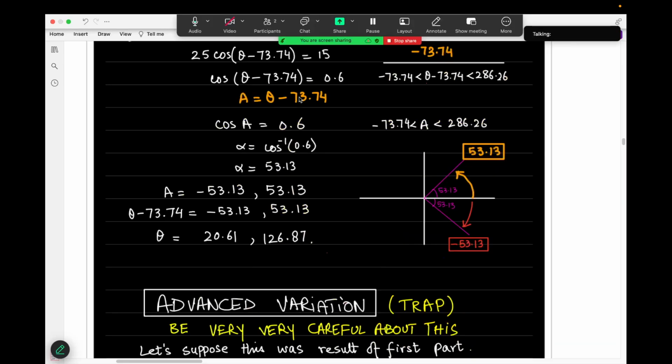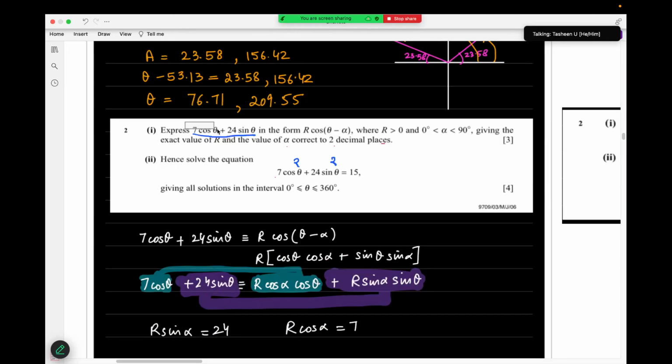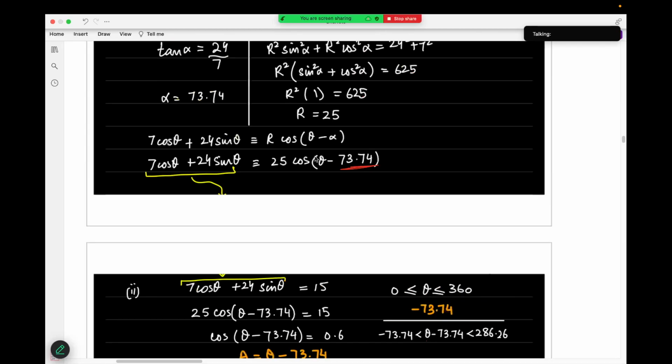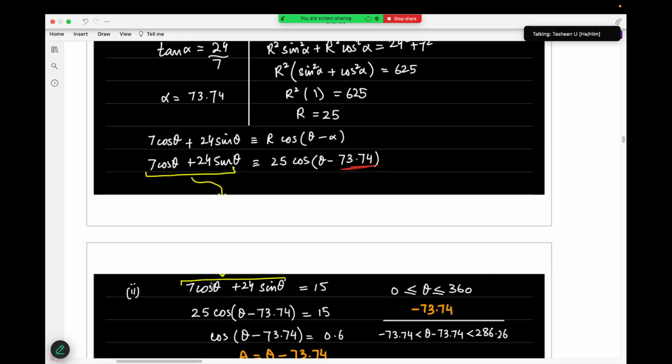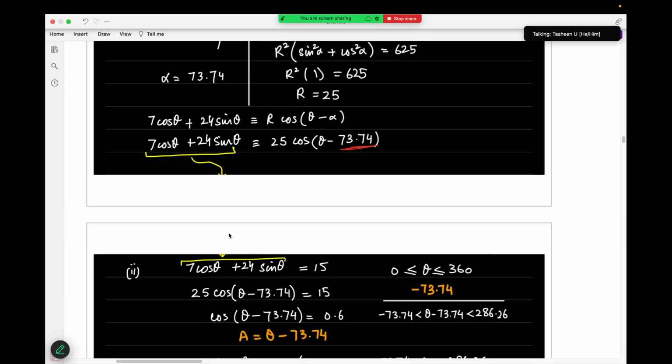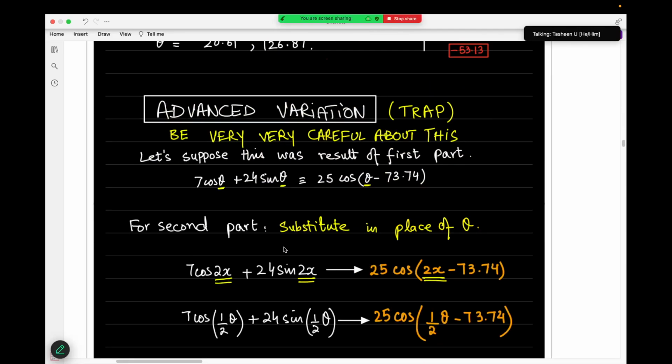You understand? In that case, the thing that you have got here, you have to change the theta and then you put that thing equal to 15 and then solve. Here they have asked us to solve and we found this thing equal to this thing, so that's why we put this thing equals this. But instead, if they had asked us to solve 7 cos 2 theta, we put this thing exactly like this except for the theta. We write 2 theta and then you solve that. You understand? This is what I mean by this.